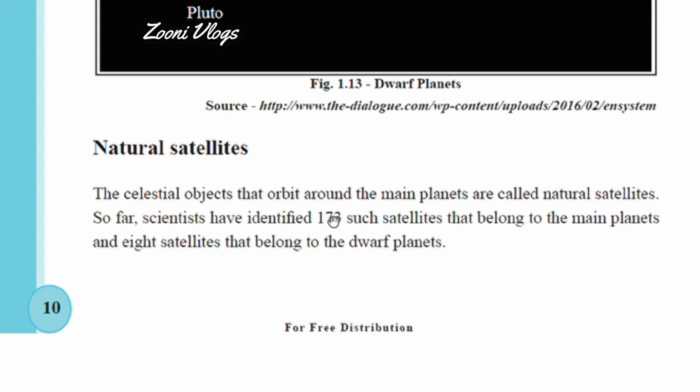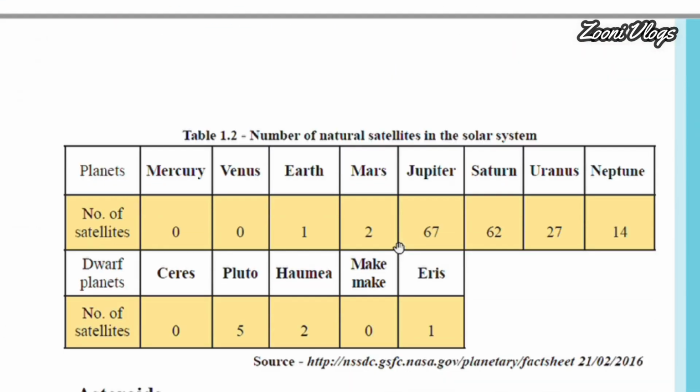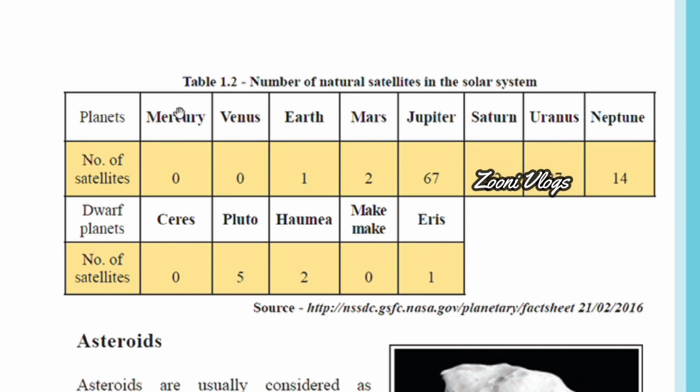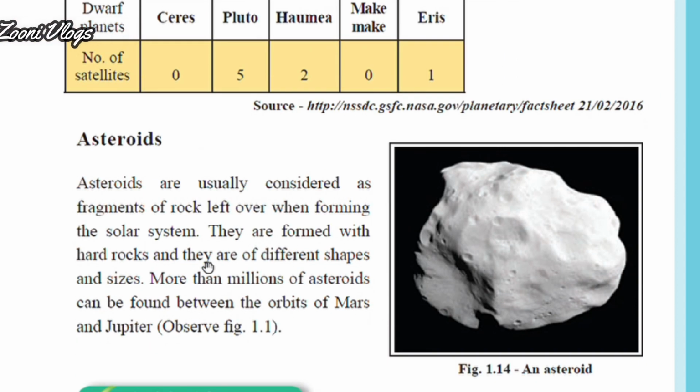Scientists identified 173 satellites that belong to the main planets, and 8 satellites that belong to the dwarf planets. Now you can see a table here, the number of natural satellites in the solar system. The planets are listed here: Mercury, Venus, Earth, Mars, Jupiter, Saturn, Uranus and Neptune, and you can get an idea about the number of satellites. The dwarf planets are also mentioned, with their number of satellites. You have to study these things.